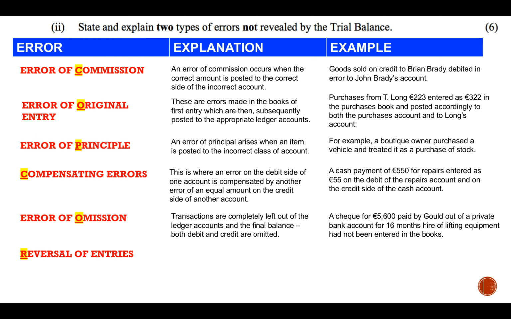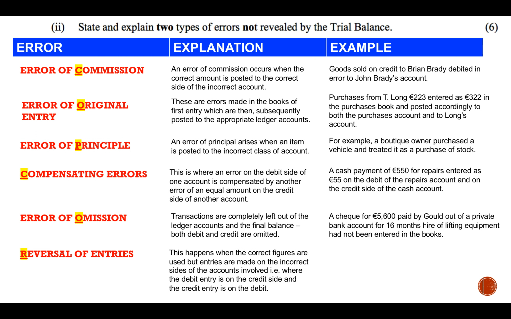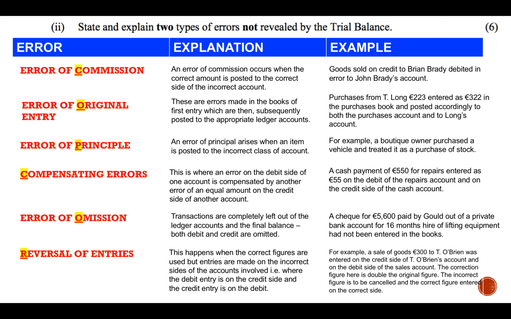And then next, reversal of entries. This happens when the correct figures are used but entries are made on the incorrect sides of the accounts involved, i.e. where the debit entry is on the credit side and the credit entry is on the debit. For example, a sale of goods €300 to T. O'Brien was entered on the credit side of T. O'Brien's account and on the debit side of the sales account. The incorrect figure is to be cancelled and the correct figure entered on the correct side.